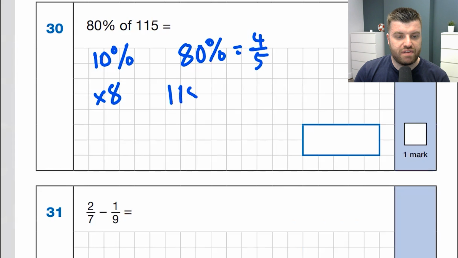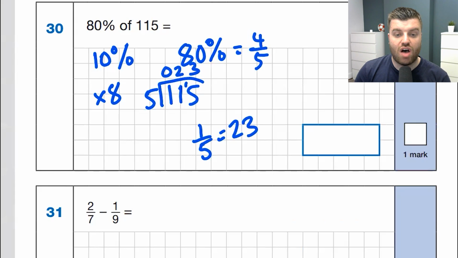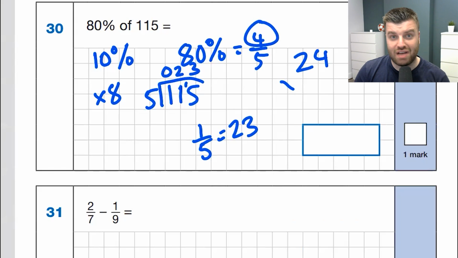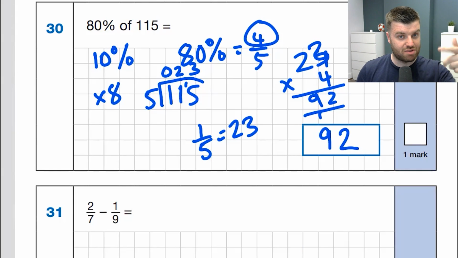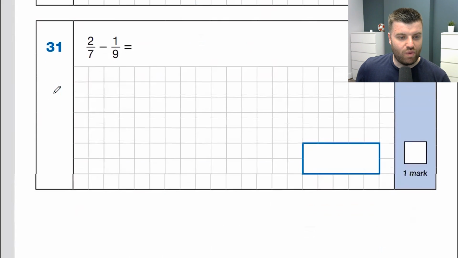So 115 divided by 5. We're going to get 0 there, 2, 1 left over, and 3. So I know 1/5 is 23. I want 4/5 to get 80%. So I'm going to do 23 multiplied by 4. We're going to get 3 4s are 12. 4 2s are 8, plus the 1 is 92. And the answer to this question is 92. Why don't you try working out 10% and multiplying by 8, see if you get the same answer. I guarantee you will. Question 31.